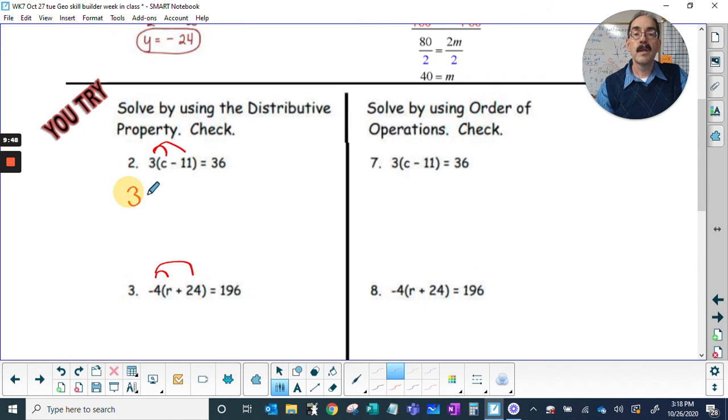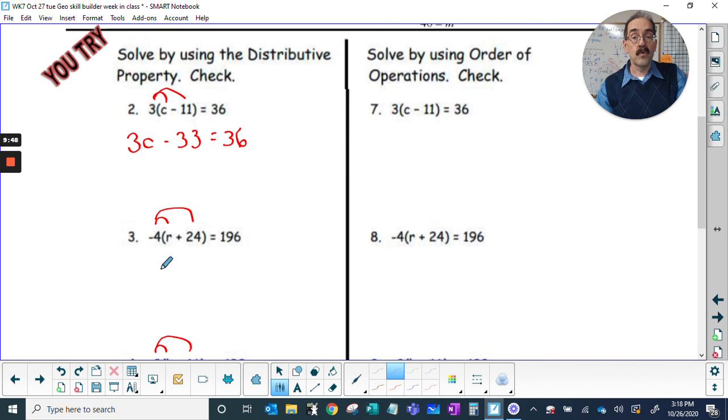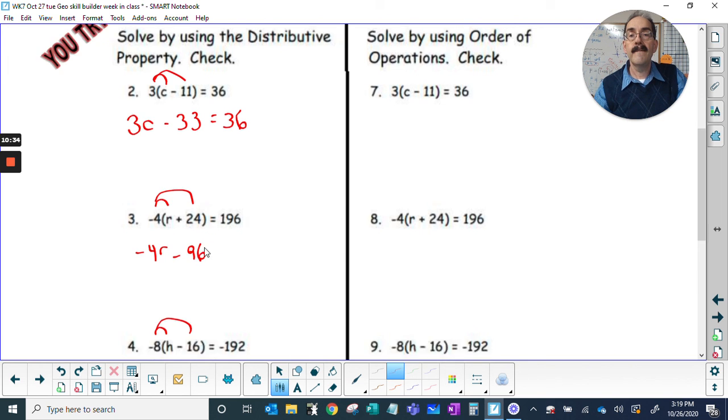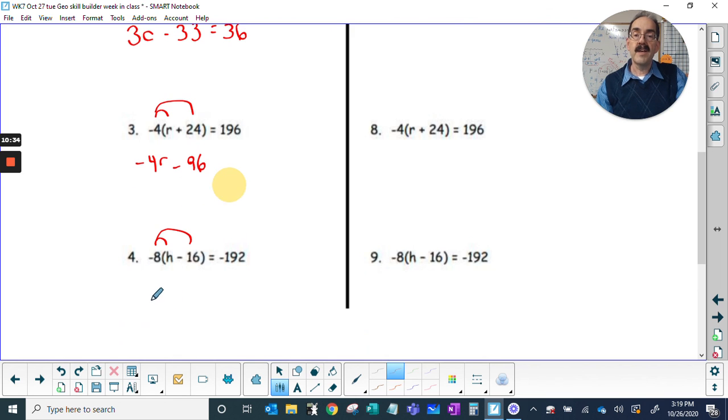3 times C is 3C. 3 times 11 is 33. Negative 4 times the R is negative 4R. Negative 4 times the 24. Grab your calculator. That's going to be 96. And the last one, negative 8 times H. Negative 8H. Negative times a negative is a positive. 8 times 16 is 128.